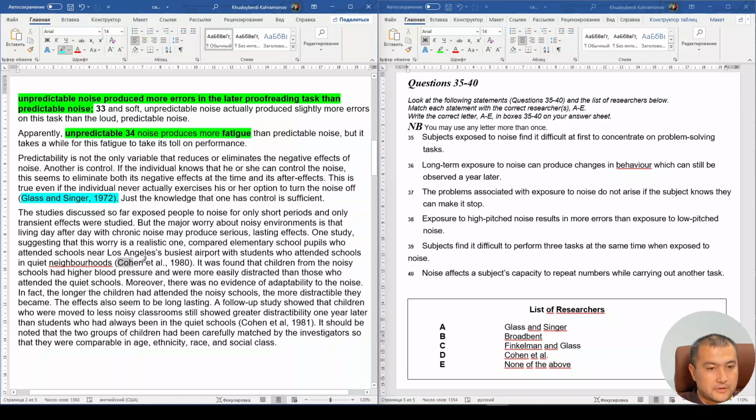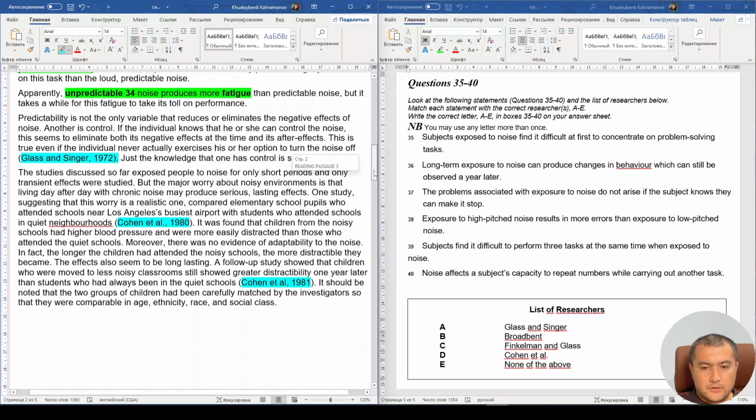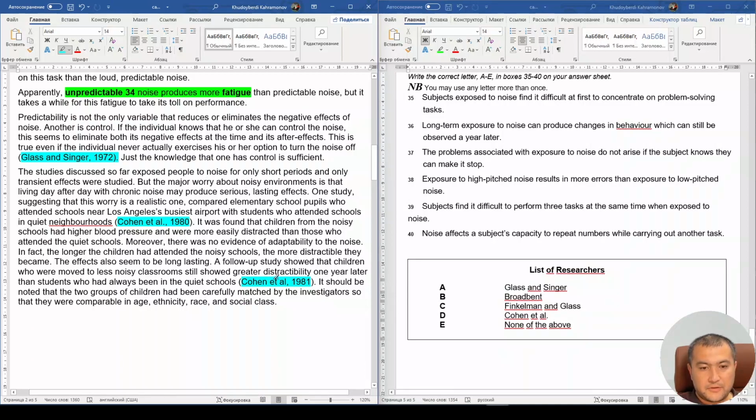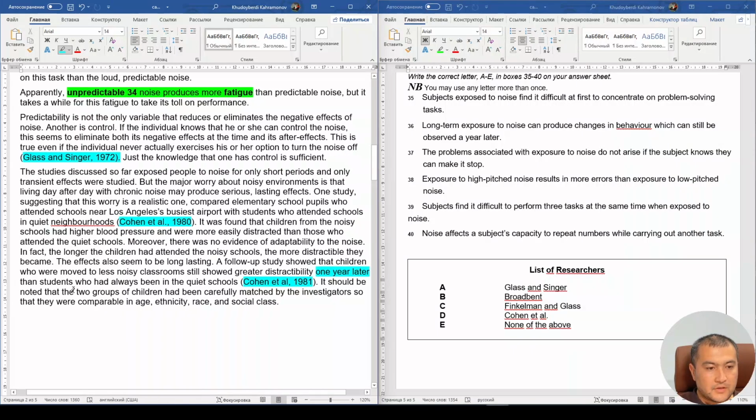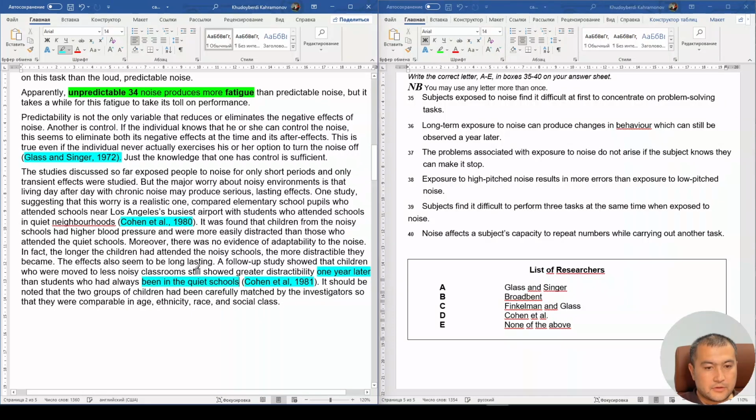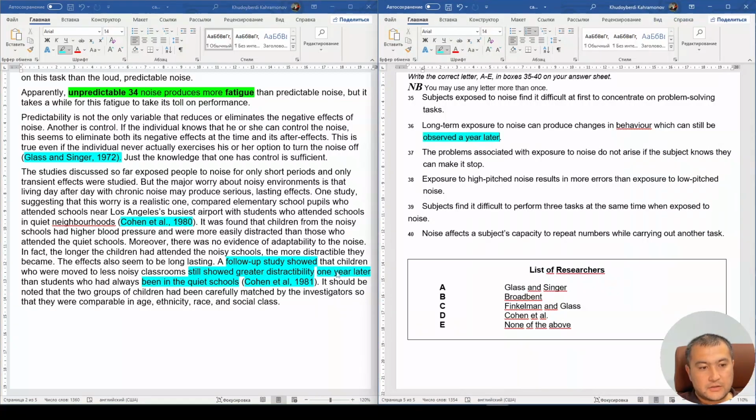So Glass and Singer, Cohen and Al, right? Cohen. Okay. Let's just begin with the last one, Cohen, okay? The follow-up study showed that children who were moved to less noisy classrooms still showed greater distractibility 1 year later than students who had always been in quiet schools. Showed greater distractibility. Follow-up study. Do we have such synonyms here? Subjects exposed alone find it difficult at first to concentrate, long-term exposure, behavior which can be observed a year later. Yeah. Observe it a year later, which means 1 year later.